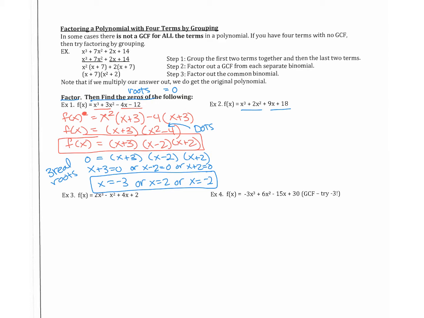Let me change my red pen to factor. Out of the first 2 terms, it looks like I'm going to pull out an x squared and have an x plus 2 left. My next 2 terms, it looks like I'm going to pull out a 9 and also have an x plus 2 left.